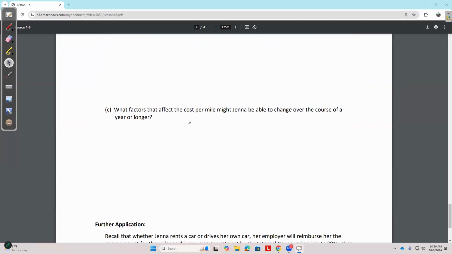What factors that affect the cost per mile might Jenna be able to change over the course of a year or longer? Ooh, what could she change? Less driving. She could drive less, yeah. Keep the maintenance up for sure, because that's definitely going to affect gas mileage. Yeah, there's a bunch of things that you could write down for that one.